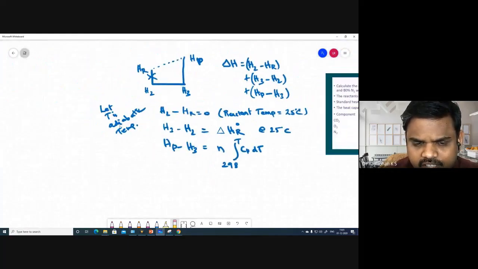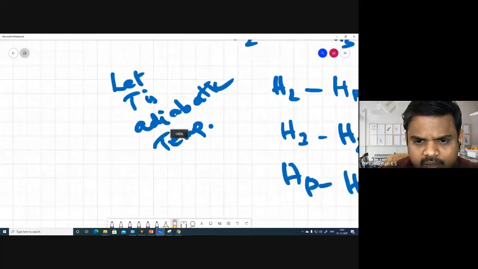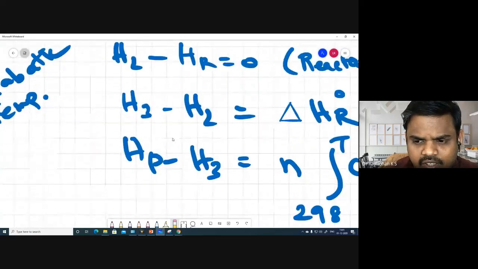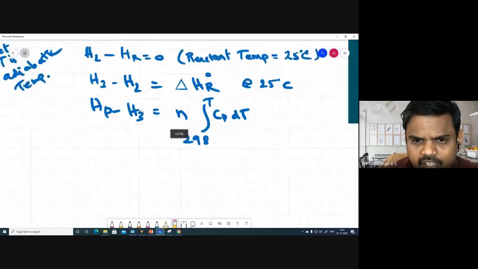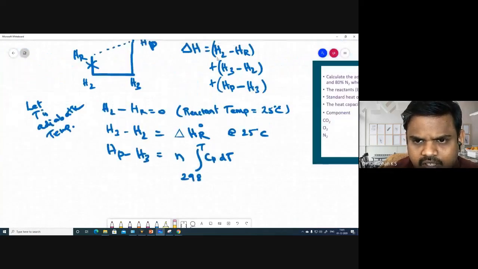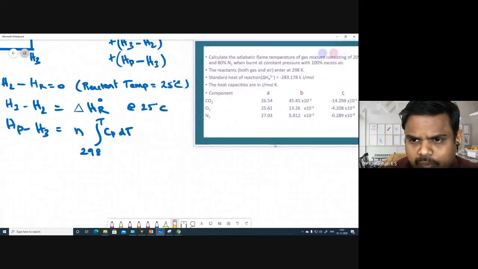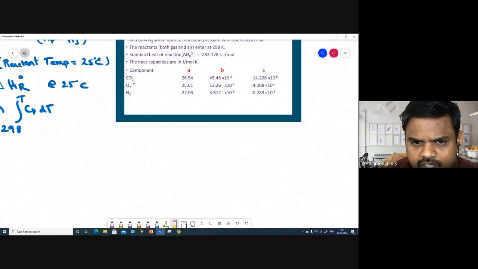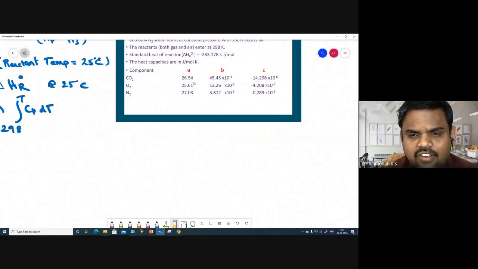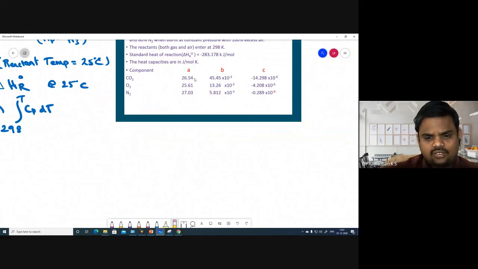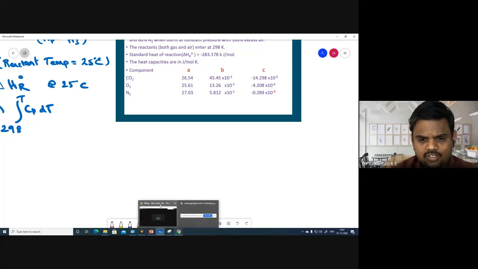If T is the adiabatic flame temperature, we equate all three terms, and we are going to get the unknown parameter, that is the adiabatic flame temperature. The ABC values for CO2, oxygen and nitrogen are given, so we will make use of them. Start solving this. If you understood the procedure, try it yourself.